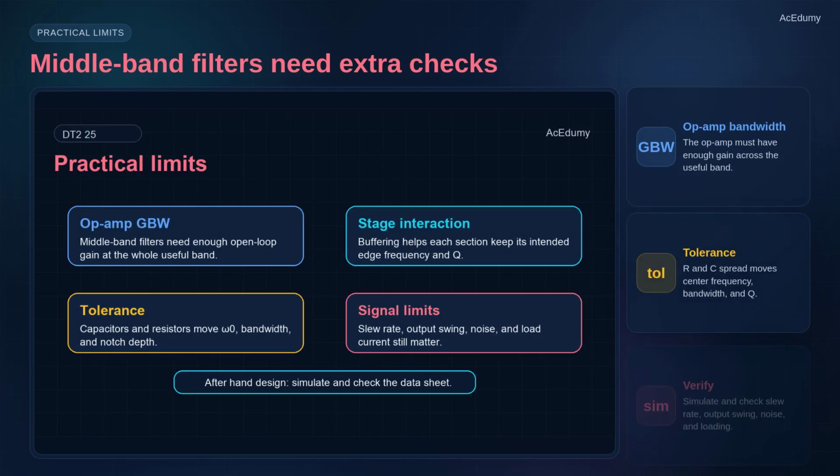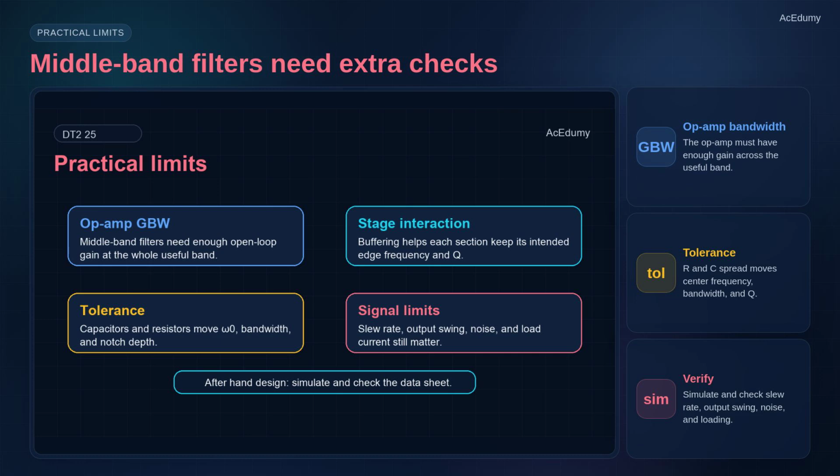Middle band active filters are sensitive to real-world limits. The op-amp needs enough gain bandwidth. The stages need suitable buffering. Capacitor tolerance can move the center frequency. Resistor matching can change Q or notch depth, so the final circuit should be checked with simulation and with the op-amp datasheet.